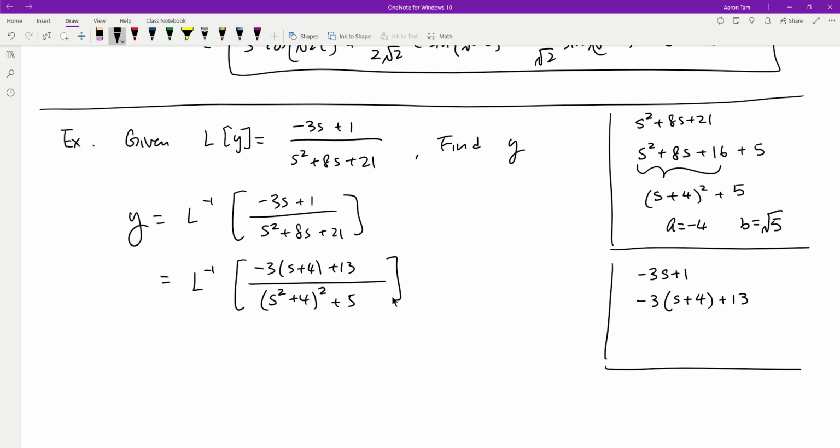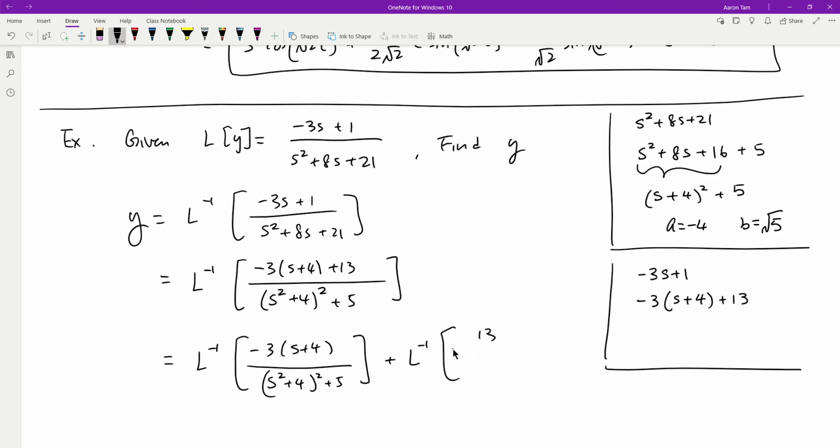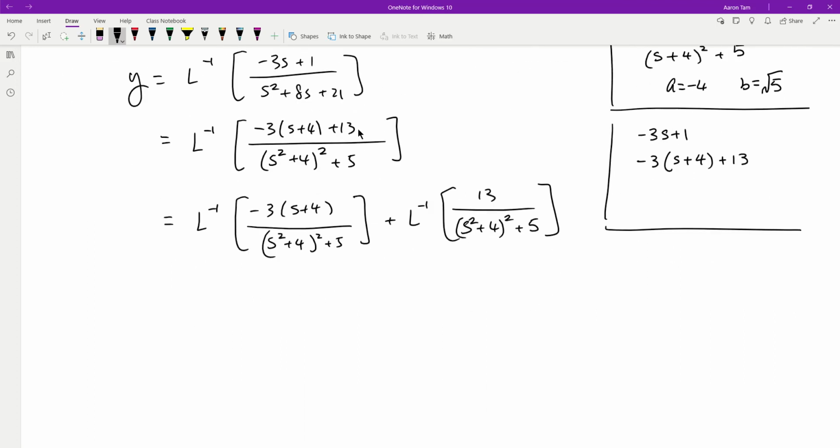So now I'm getting somewhere. So what do I do next? Well, the next thing I'm going to do is go and separate, and now I'm in a much better position to use a formula, because now this becomes formula number 16.